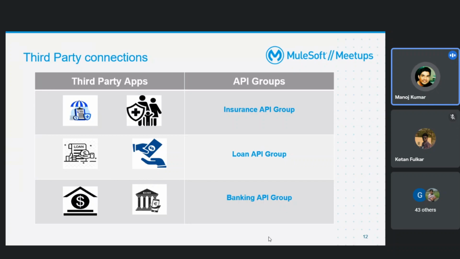So I hope this might have given a bit of an idea of how an API group looks. We tried to explain it with a problem statement. We'll get into a deep dive session on how we are going to create it on the platform.